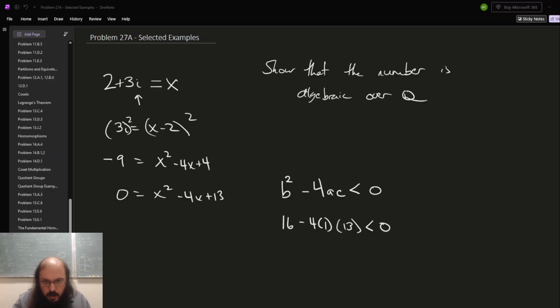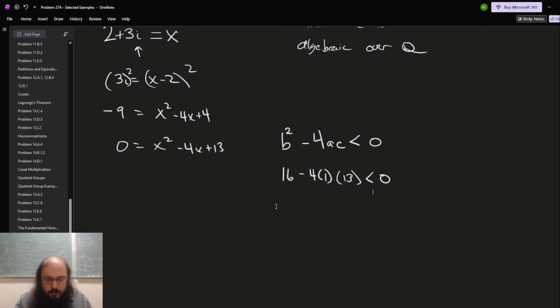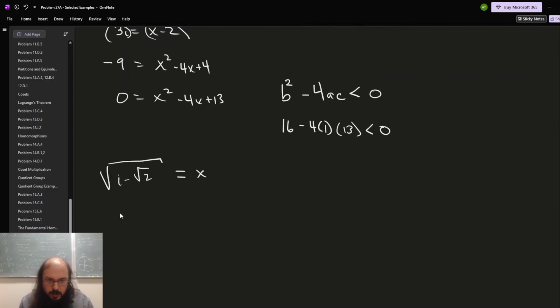All right, let's do another one. Let's keep going. The next one I want to look at is E. And E deals with the square root of i minus the square root of 2. So it's the square root of some square roots. The technique here is very similar. We're going to start by just squaring both sides. And then I get i minus the square root of 2 equals x squared.